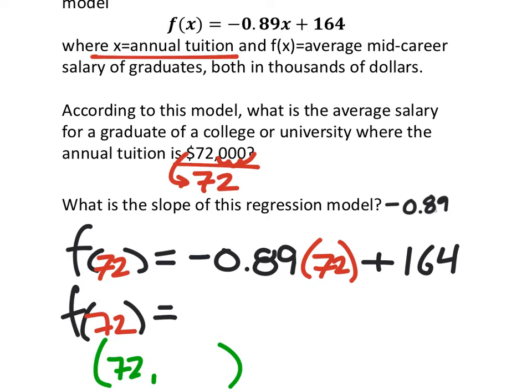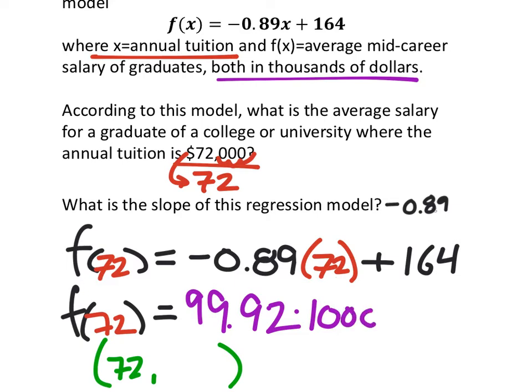Now, be careful on this because the answer that we get, this 99.92 from the calculator, the answer is not 99.92 because that would be really low mid-career salary. But we have to remember that this was in thousands of dollars, right? So we need to multiply. You could say multiply by 1,000. Some of you guys would say I'm going to move the decimal 3 times to the right, which would then give me 99,000. Wait, let me make sure.